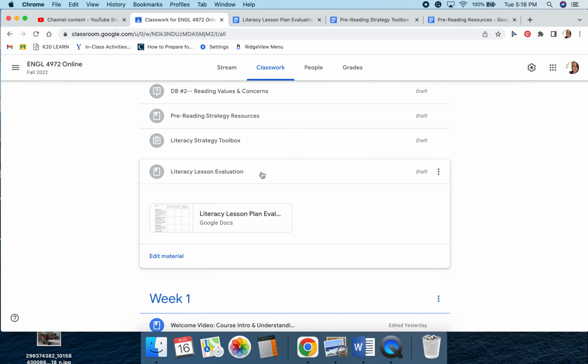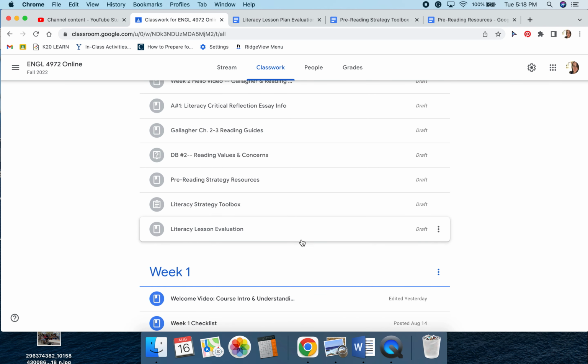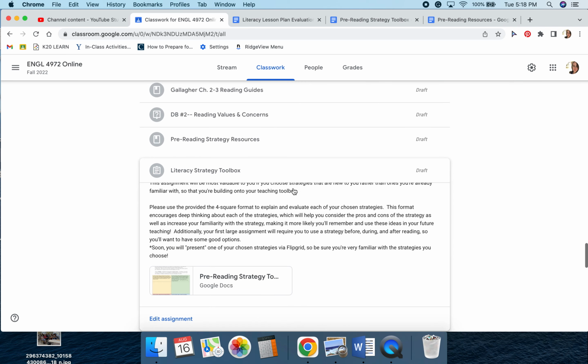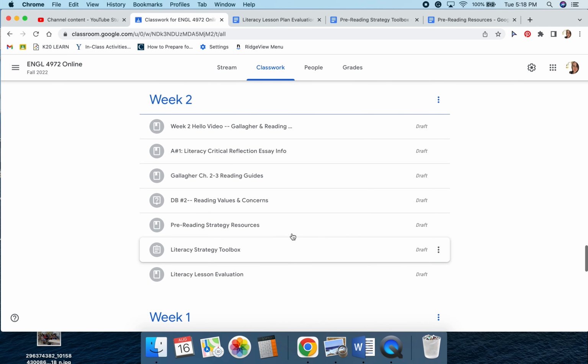And you're going to do it for 2 different strategies. Please choose strategies that you don't already know about. So for example, if you already know about anticipation guides, you've done them all the time, you already have that in your toolbox, don't choose that one. Pick something else so that you're adding to what you already have. And that literacy strategy toolbox is the assignment for the second half of the week that's due on Friday, okay?